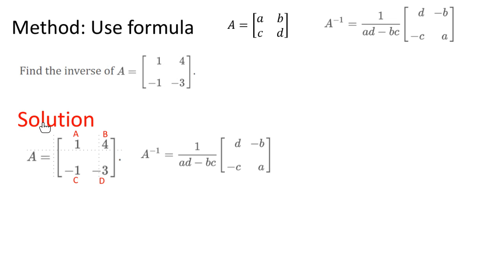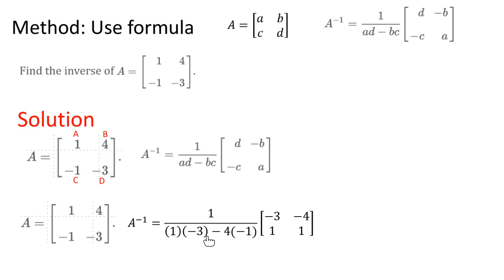Okay, so the solution. Here I wrote the little A, B, C, D, just so that you can compare it to this matrix up here. And so the inverse is going to be equal to 1, or here's just the formula. I rewrote it. So let's plug in our numbers.